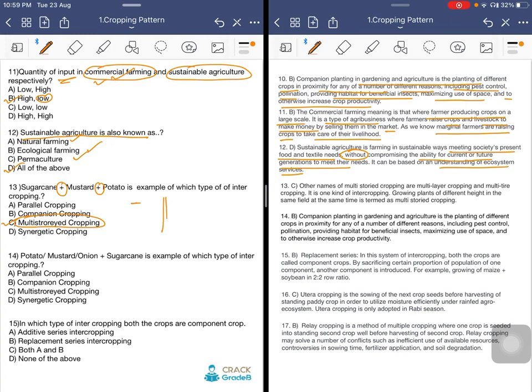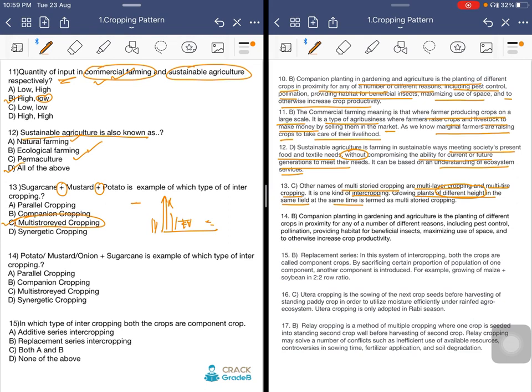Growing of plants of different heights is called multi-storied cropping, right? It is also called multi-layer cropping and multi-tier cropping. It is one kind of intercropping, growing plants of different heights in the same field at the same time. Why is it practiced? Because there is equal distribution of the area and sunlight. We can utilize the space present in the plantation crops.